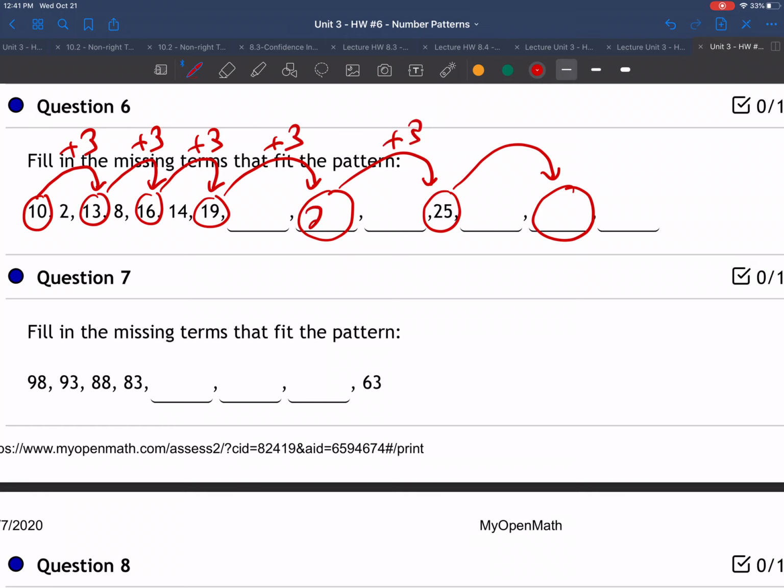So this would be what, 22? 19 add 3? And this would be 25. Perfect. Look at that. Add 3, 28. Okay, that fits those numbers. Now what about the other ones? Well, let's look at just those now.